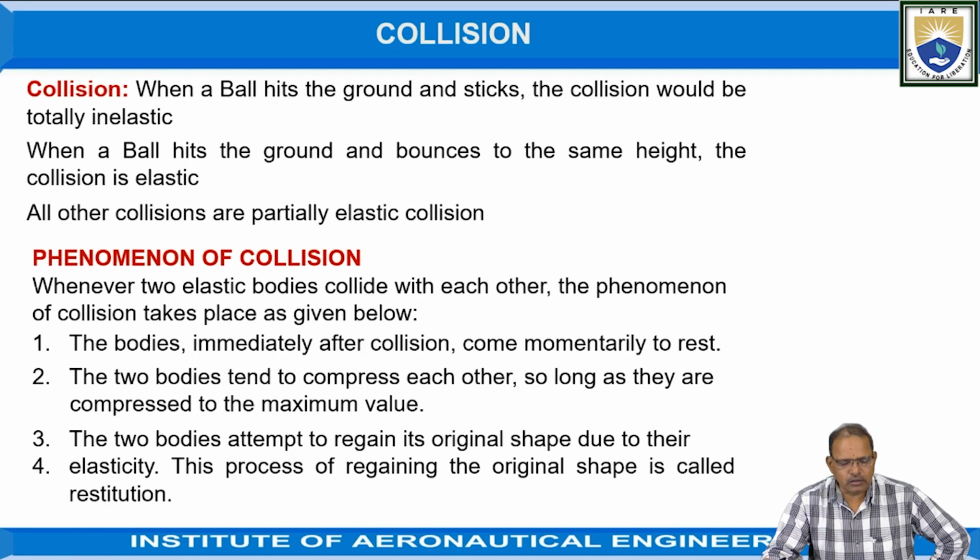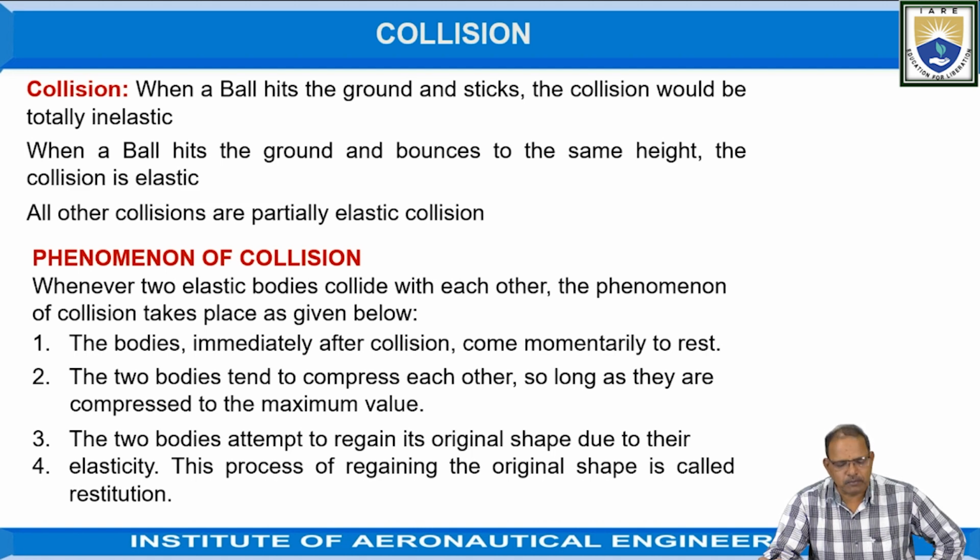The definition of collisions. When a ball hits the ground and sticks, the collision would be totally inelastic. That is, it will not come back in the upward direction. The best example is a stone. When it hits the ground, it will not move or rebound in the upward direction. Hence, this collision is treated as an inelastic collision.